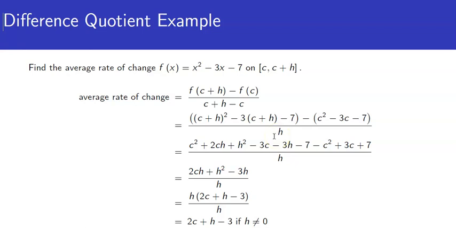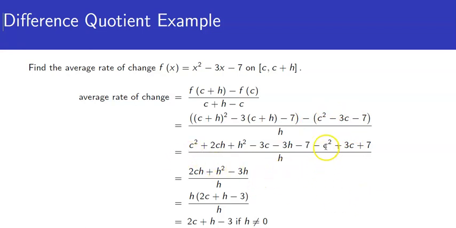Time to play some algebra and simplify. Distributing out this binomial squared gives you c squared plus 2ch plus h squared. Distribute the minus 3 through to get a minus 3c minus 3h. Minus 7 just goes along for the ride. Then distribute your minus sign through the second set of parentheses. You get a minus c squared plus 3c plus 7.